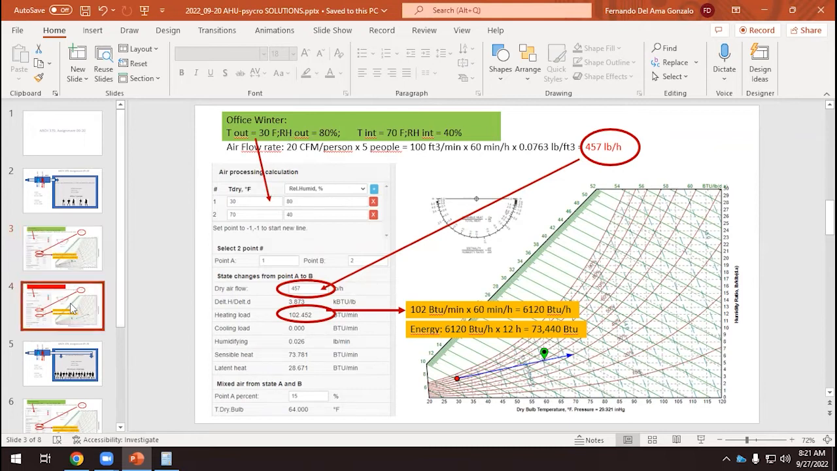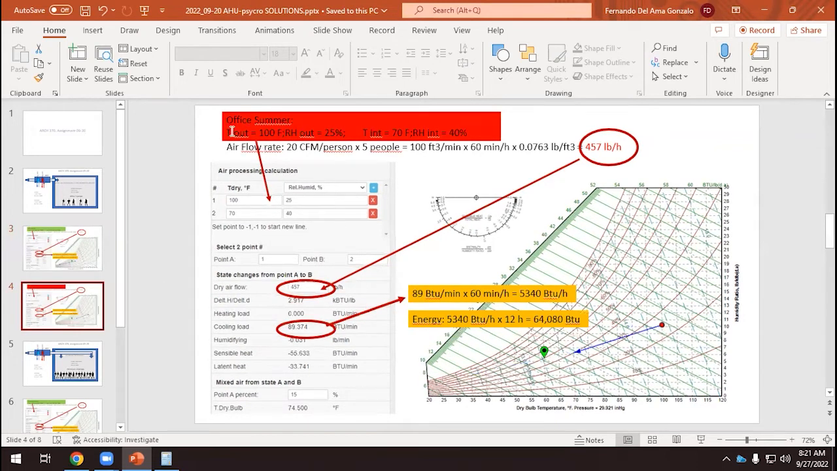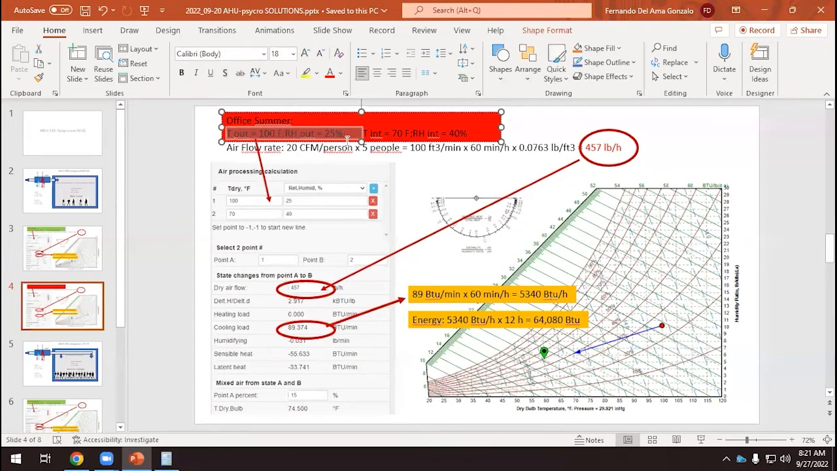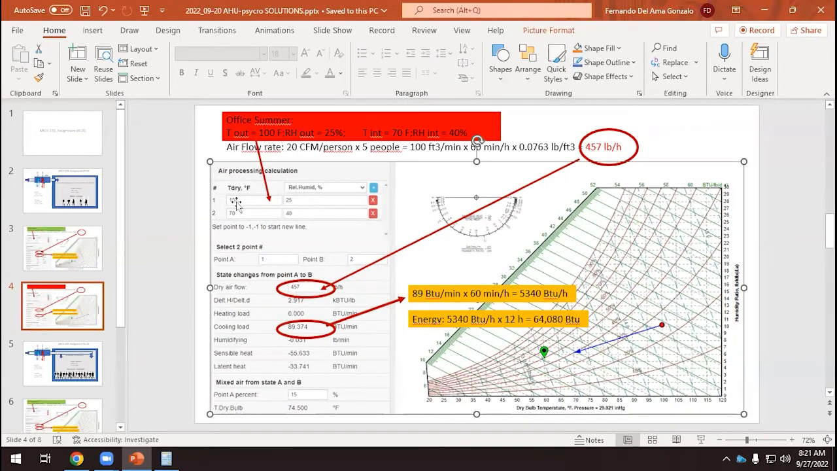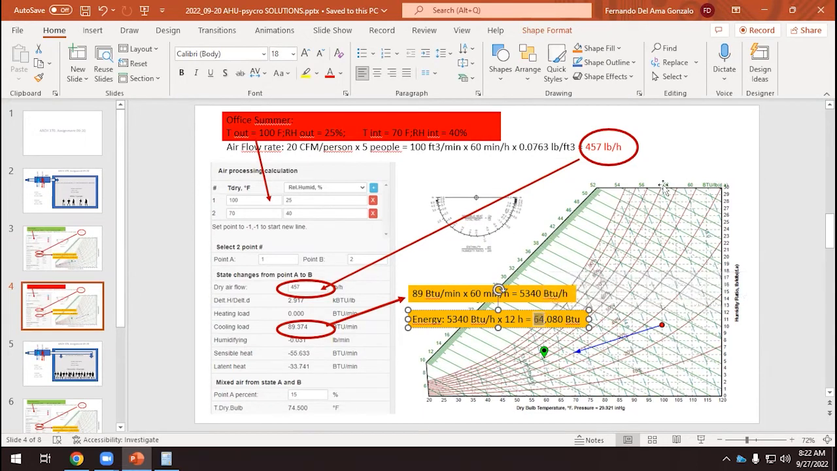This is winter. In summer, we have the same airflow. It's the same because that depends on the people. We only have different outdoor temperature. So the outdoor temperature is 125. We have the same airflow, and then we have different cooling load per minute, then times 60, and so I don't know.